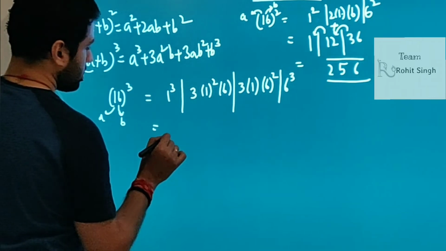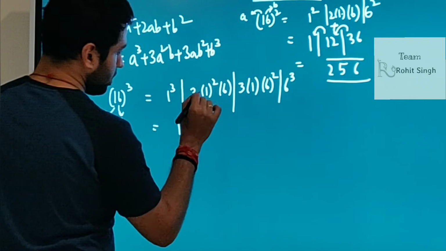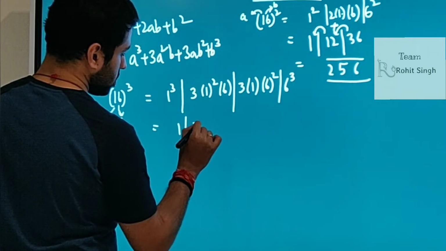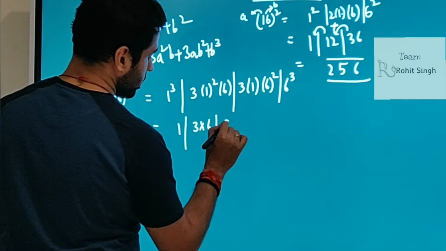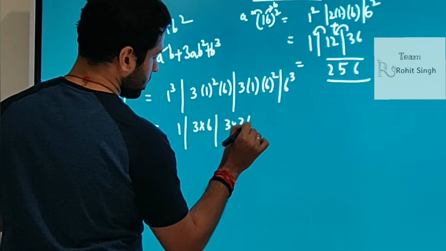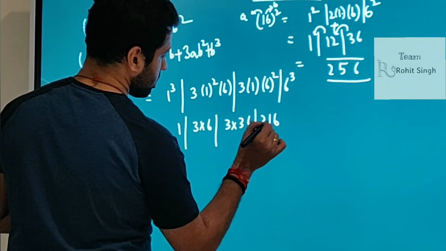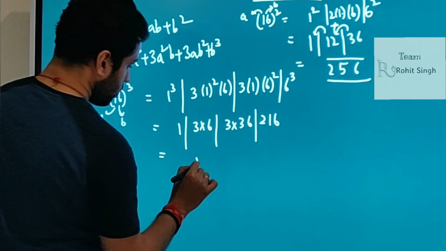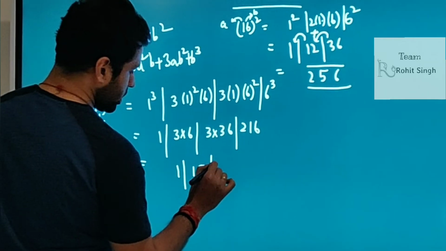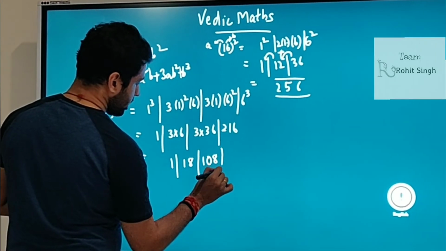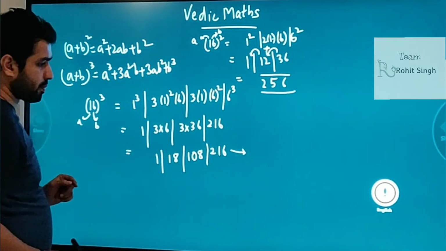So now let us write the answer. 1 cube is 1. So 3 into 1 and 6, so 3 into 6. Next 3 into 1 and 6 square, so we get 3 into 36 and 6 cube. 6 cube is 216. So now let us write 1. 3 sixes are 18. 3 into 36 gives us 108 and 216. Now let us write the final answer.